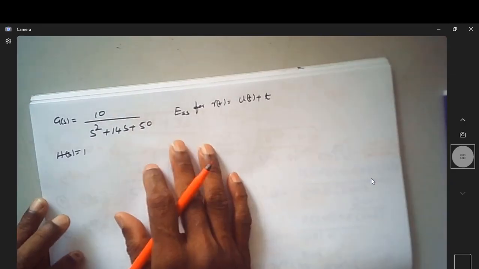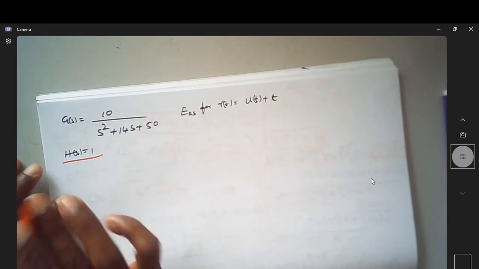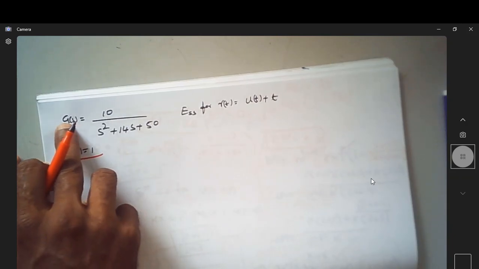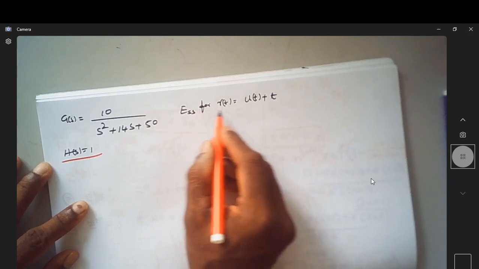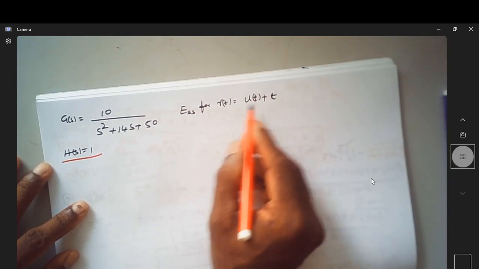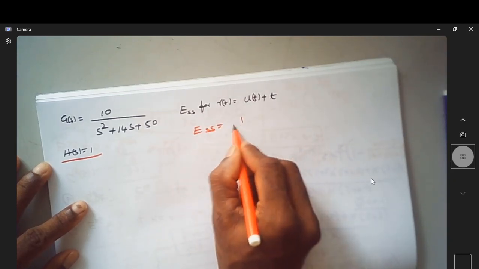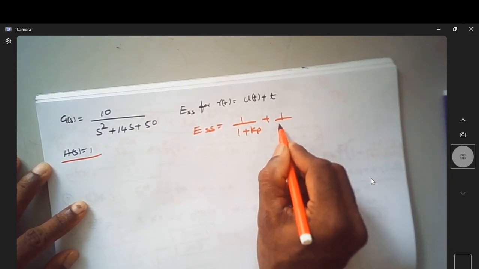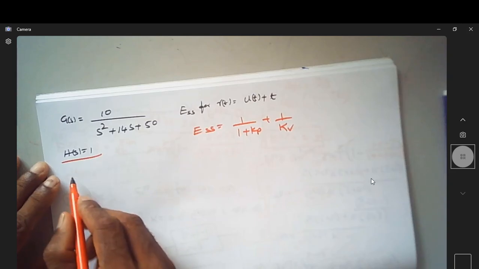Okay, let us see what this is. Here HFS is given as 1. It's a unity feedback system. So in case of a unity feedback system, of course this is GFS. We are asked to find what is ESS for u of t and t. That is ESS for this particular input is 1 over 1 plus Kp plus 1 over Kv. So for this we need to find what is Kp, Kv.